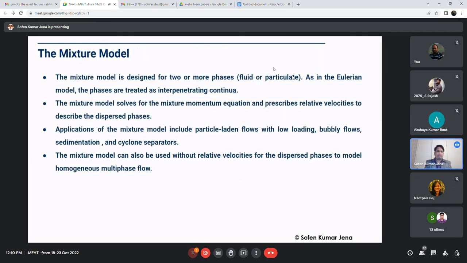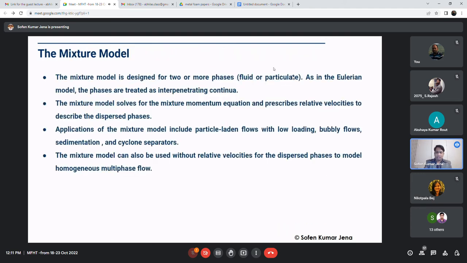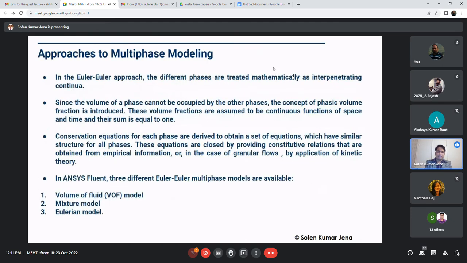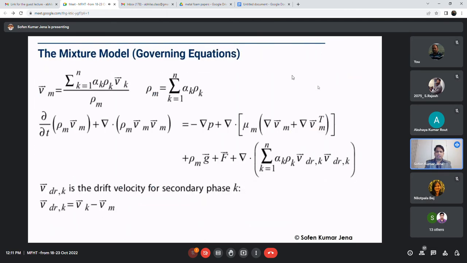So let's come to the mixture model. What is the mixture model? Till now we have studied how to model fluid flow that has a distinguished interface. Let's come to another multiphase flow model, called the mixture model. Earlier I discussed the word interpenetration of the continuum, right? Now I'll explain what interpenetration of the continuum is, how this mixture model is different from the VOF model, and where it is applicable.